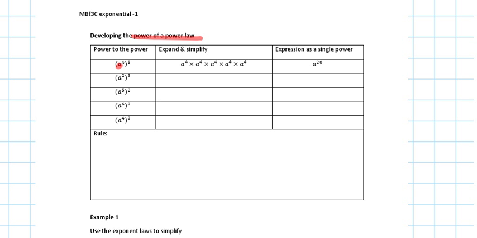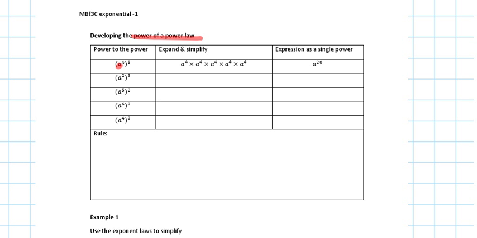So let's see what happens here. If I have a to the power of 4 to the power of 5, that means I have a to the power of 4 multiplied by itself 5 times. Now if I have multiplication, what do we do with the exponent? You add them. So I add 4 plus 4 plus 4 plus 4 plus 4. So I have a to the power of 20.